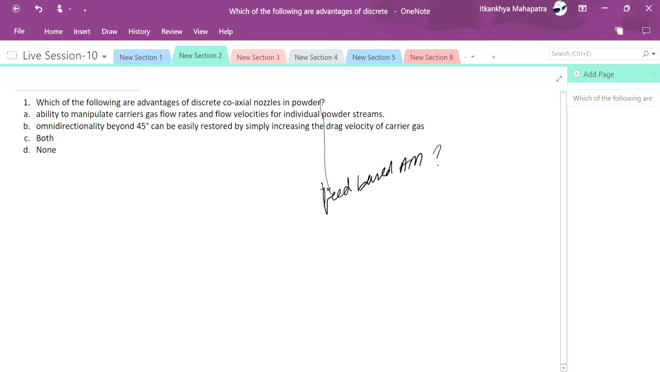So for the discrete coaxial nozzles, as we know, we had various design considerations, like ensuring the area of overlapping powder stream, correct standoff distance from the substrate, proper injection radius which is positive to the standoff distance, and powder mass concentration. These are some of the design considerations. Based on that, there are various advantages and disadvantages.